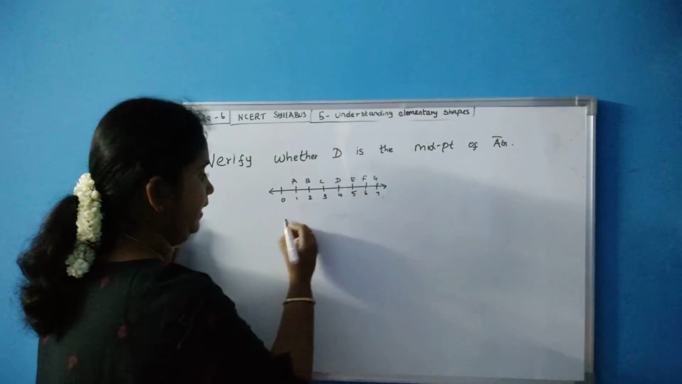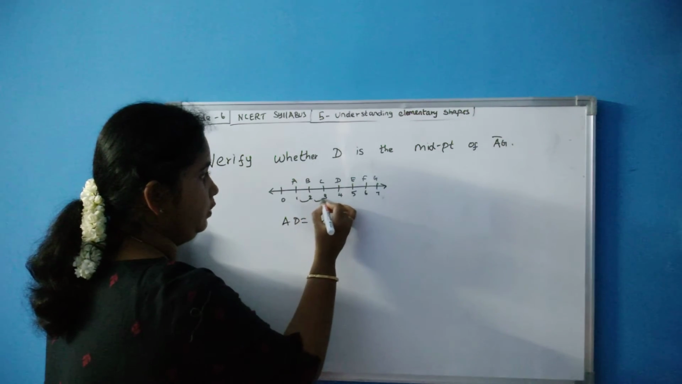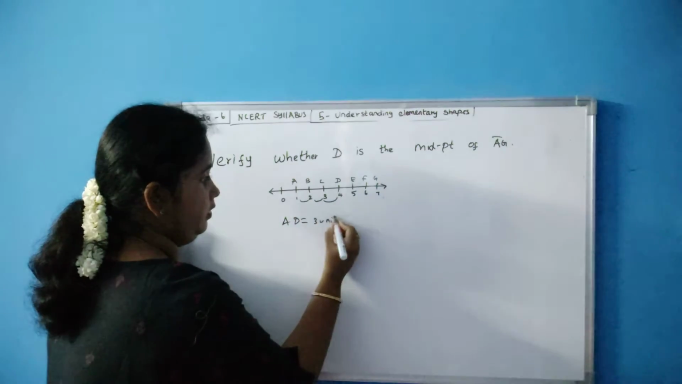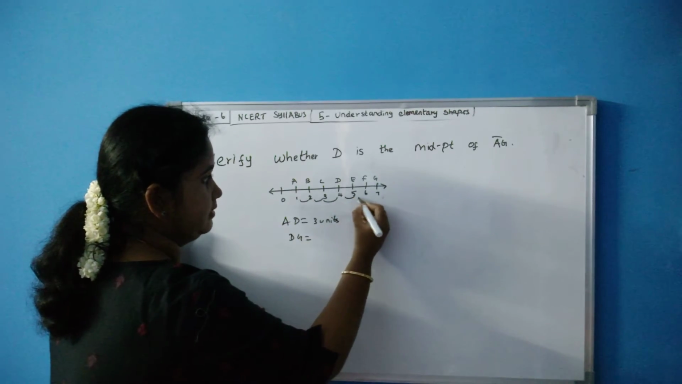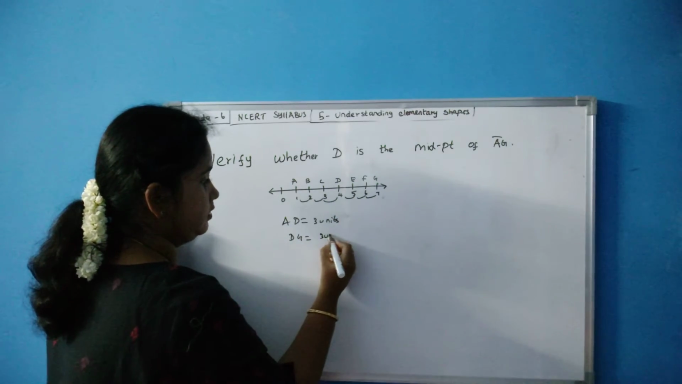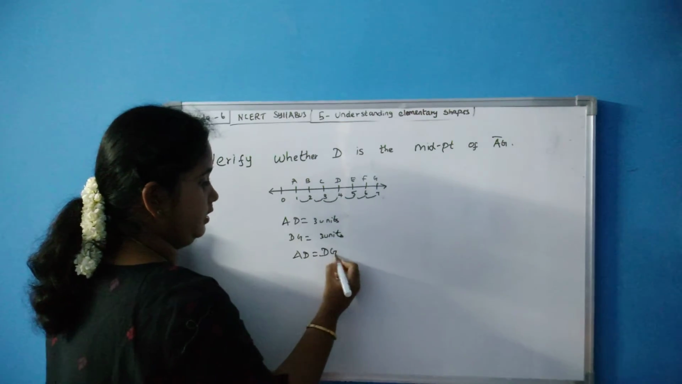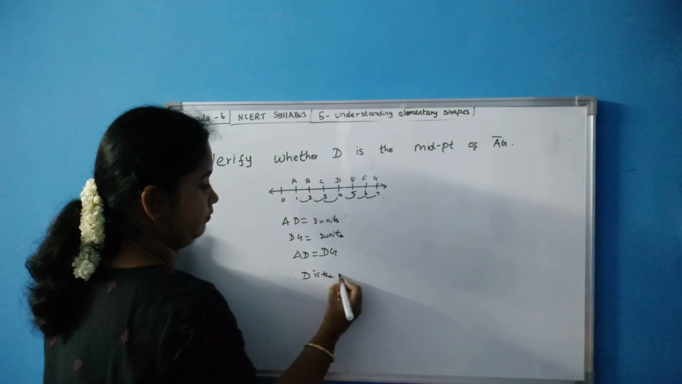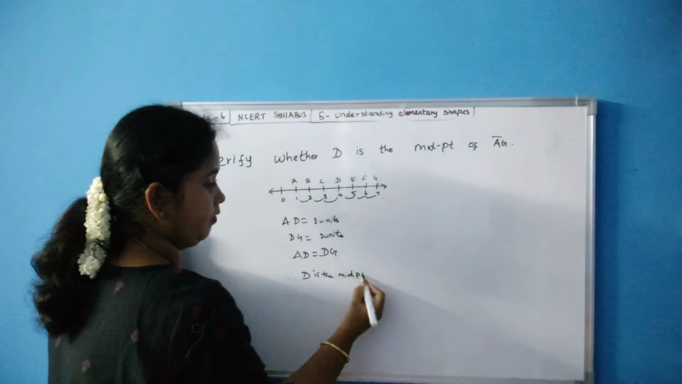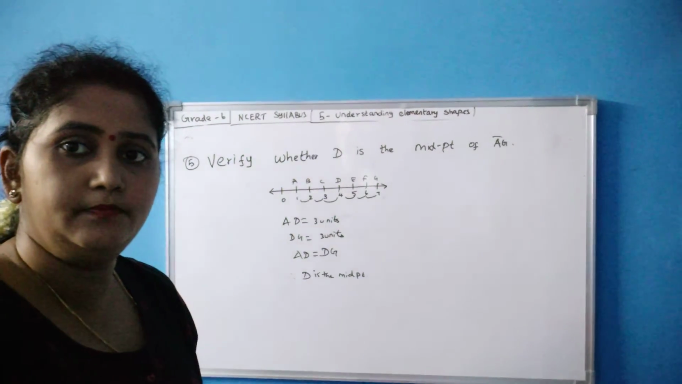If you see AD, there are 3 units, right? 1 unit, 2 unit, 3 units. Okay. Then if you see DG, again there are 3 units. Now AD is equal to DG. Therefore, we can say D is the midpoint. Did you understand? Okay. Now we will move on to the next sum.